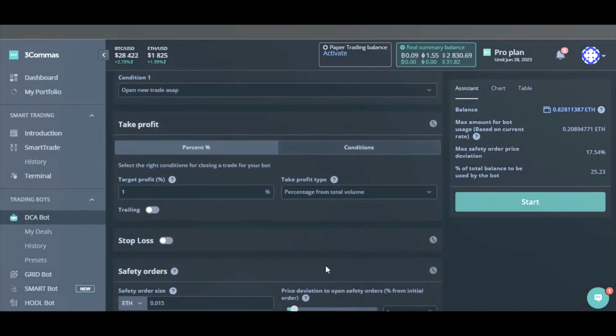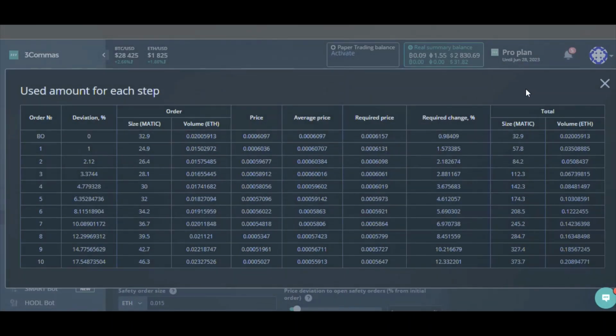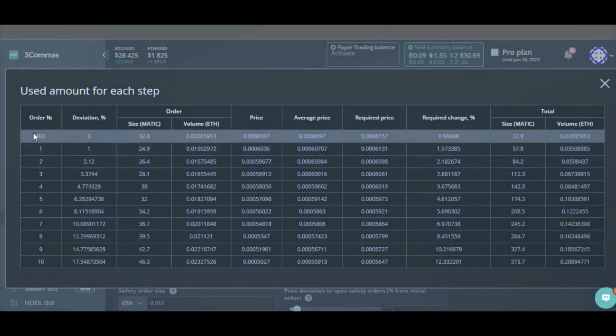So if you're happy with this one, you can start the bot, but I prefer to go to the table and see one more time how my settings are going. The base order is going to execute. It is going to buy around 32 Matic as soon as the bot starts. And once it buys this much Matic, it waits until the price of Matic goes up with 1% profit, so it is going to close the trade.